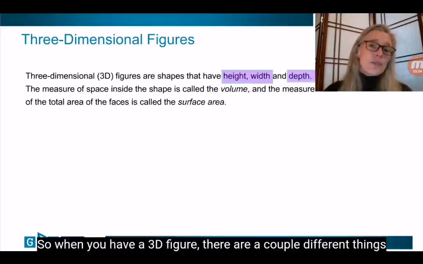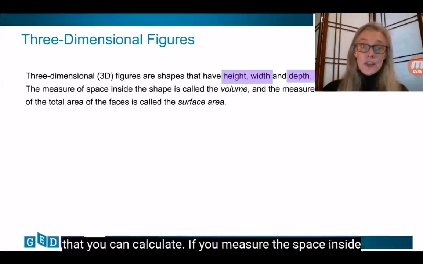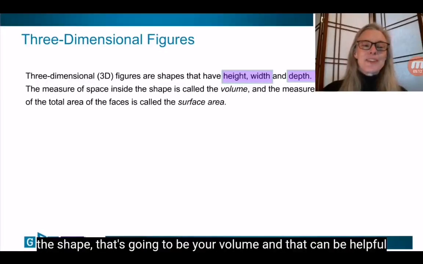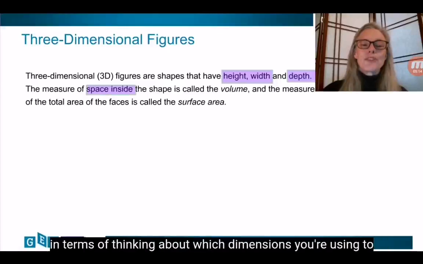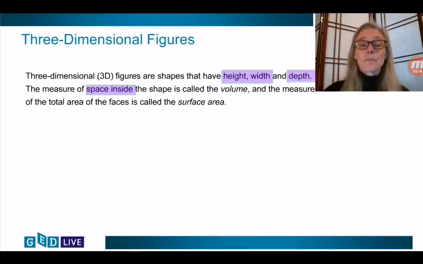So when you have a 3D figure, there are a couple different things that you can calculate. Right? If you measure the space inside the shape, that's going to be your volume. And that can be helpful in terms of thinking about which dimensions you're using to calculate, which we'll see in a little bit.